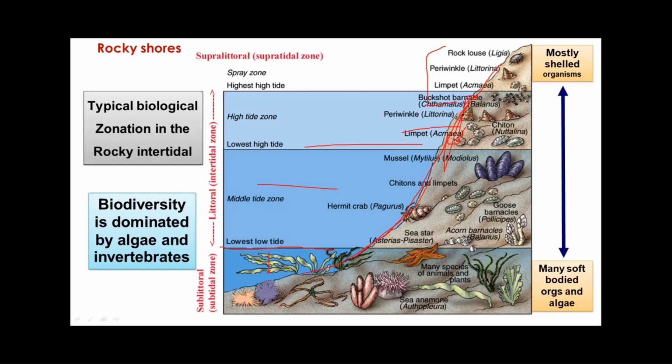all those things, desiccation. In the middle zone, you still have the shelled organisms, but the shells are not as thick as you can see in the highest high tide area organisms. You have chitons, limpets, and all those things, right? Further, if you go down, you have soft body organisms and the algae.